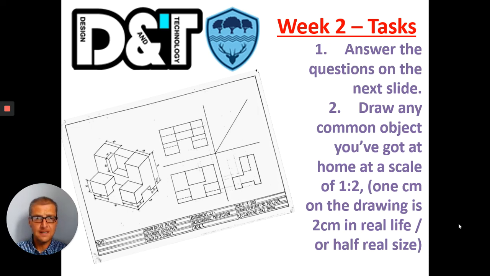So 2 tasks: answer the questions that we just looked at, and then pick something that you have got at home, something that's a bit bigger than your bit of paper but not massive, and draw it at a scale of 1 to 2. So 1 centimetre on your drawing represents 2 centimetres in real life, so you draw it half size. And then when you take your picture of that to send to me, make sure you've got the ruler laying on top of the piece of paper next to it.